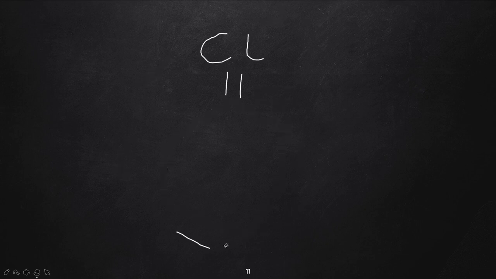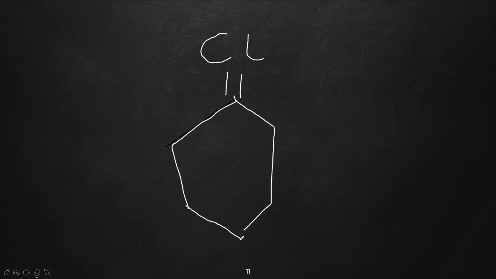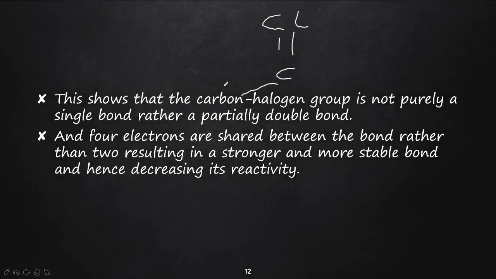At the end of the day, you can see that the bond between this carbon and the chloride, or whatever halide is there, two electrons make up one bond. Now we can see two bonds present. How many electrons will be present? Four electrons. And what would that do? That will end up increasing the stability of the bond.